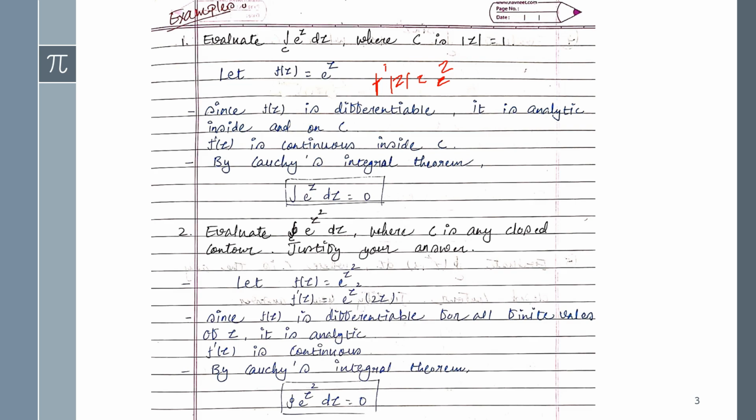If f of z is differentiable, then definitely f dash z will also be differentiable. And if it is differentiable, it means we can say that it will be continuous. Okay, so both conditions are going to be satisfied. So by Cauchy's integral theorem, we can write that integration f of z dz equals 0.